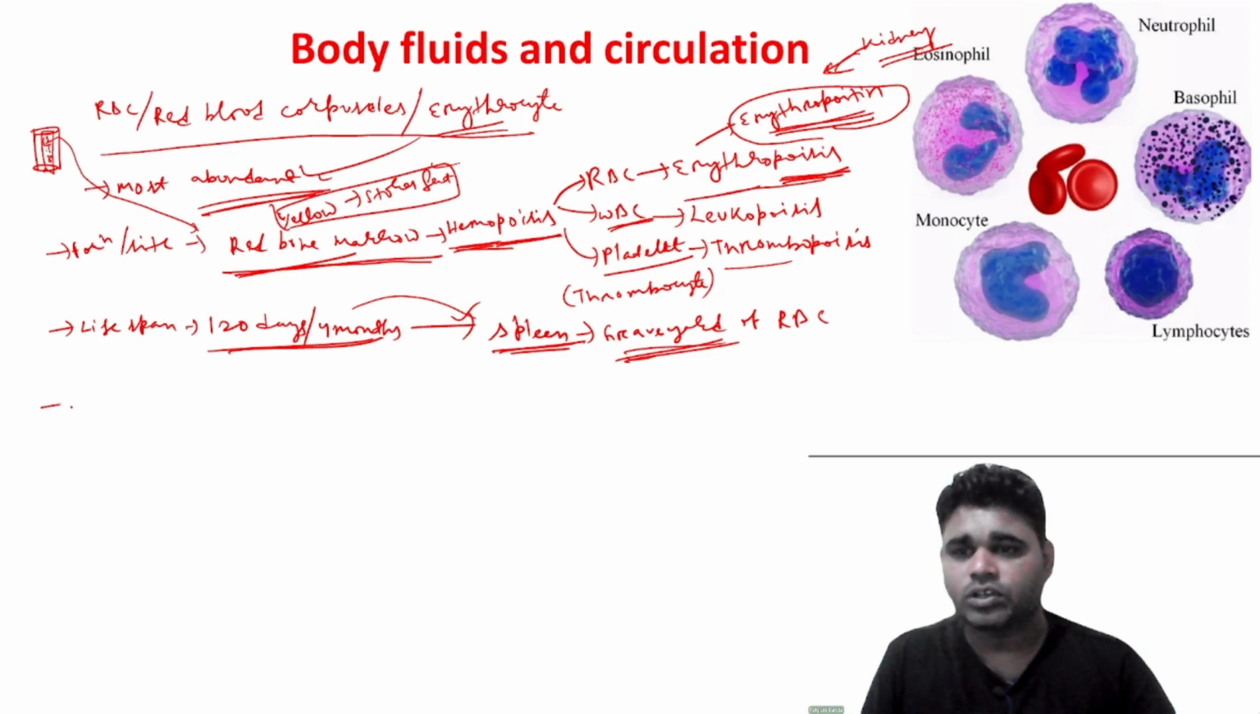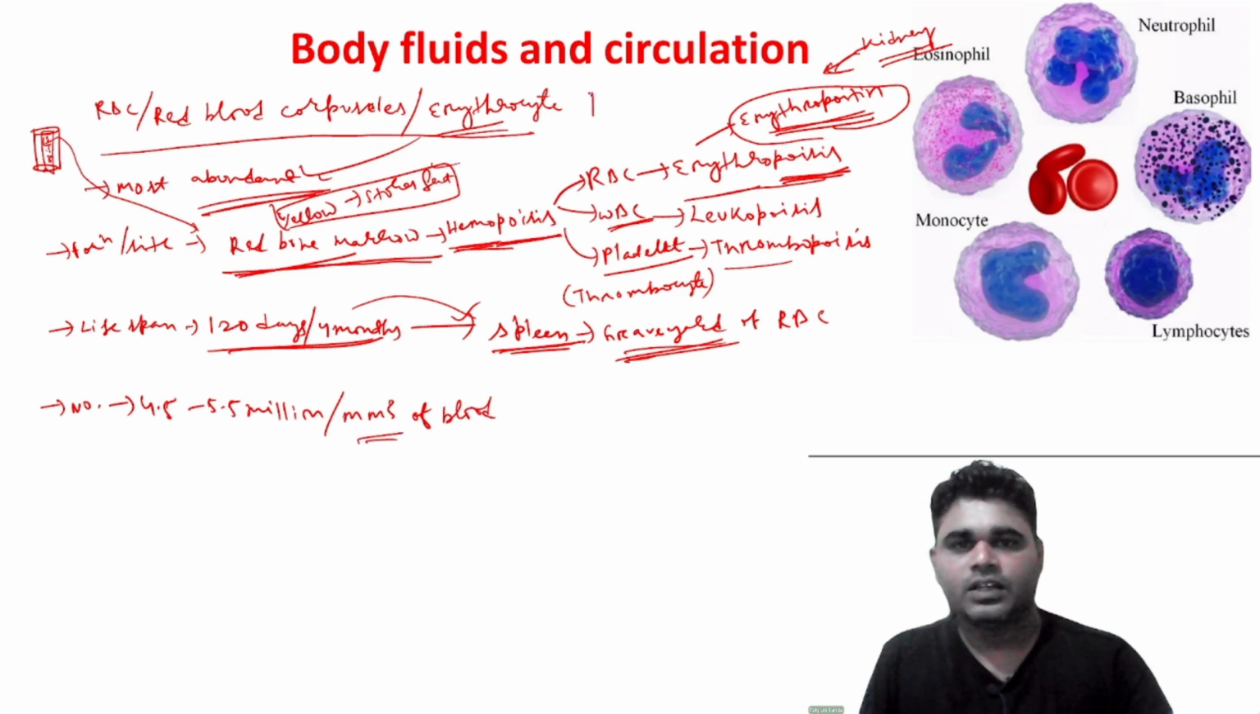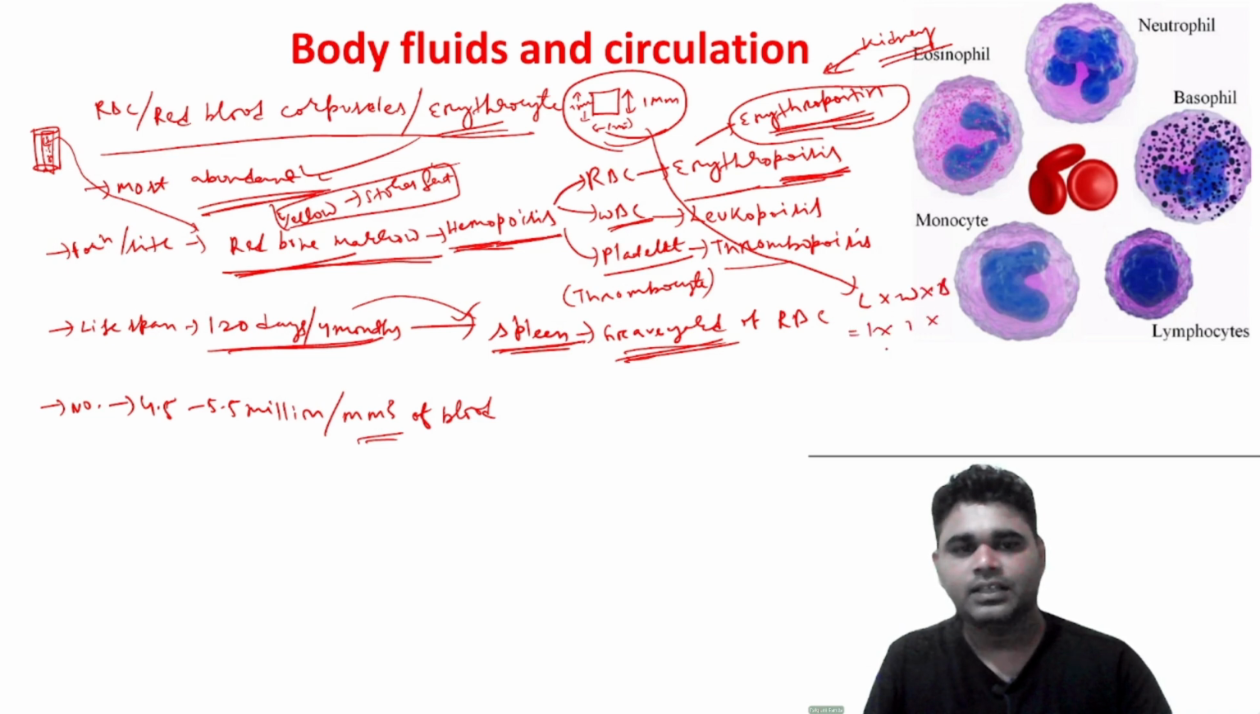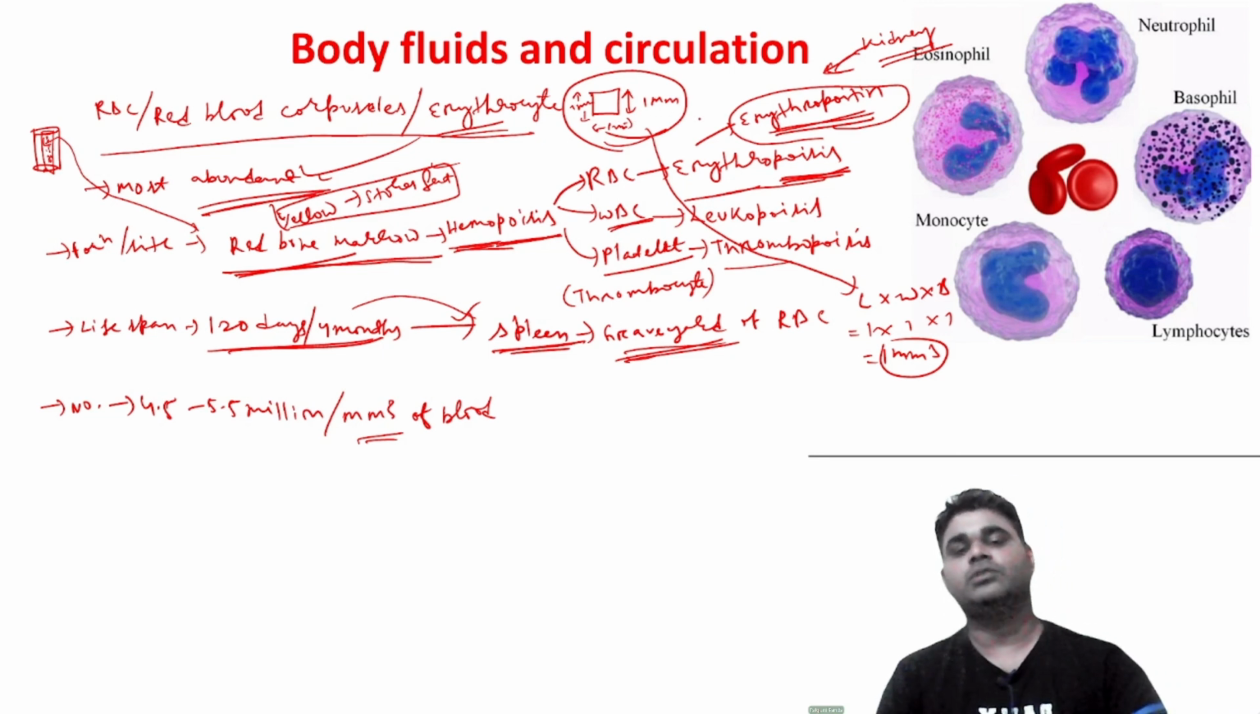So now if we go to the number of the RBC, the number of the RBC is 4.5 to 5.5 million per mm cube of the blood. What is the mm cube of the blood? Just imagine, let us say it is a cube, and here the length is 1 millimeter, the breadth is 1 millimeter, same, and the width is also 1 millimeter. So if we calculate the volume of this cube, that means length into width into breadth, that means 1 into 1 into 1 mm, that is 1 mm cube.